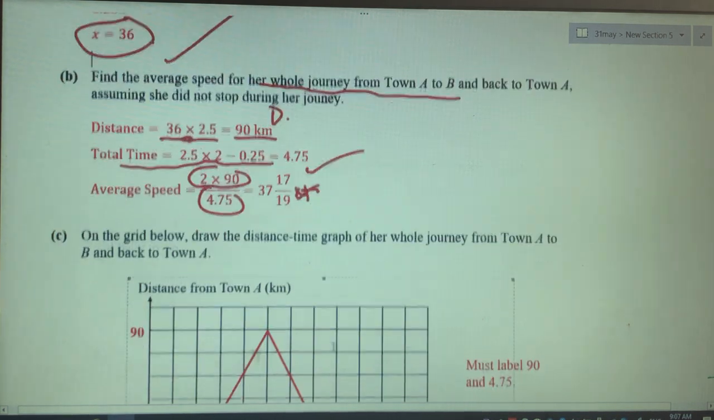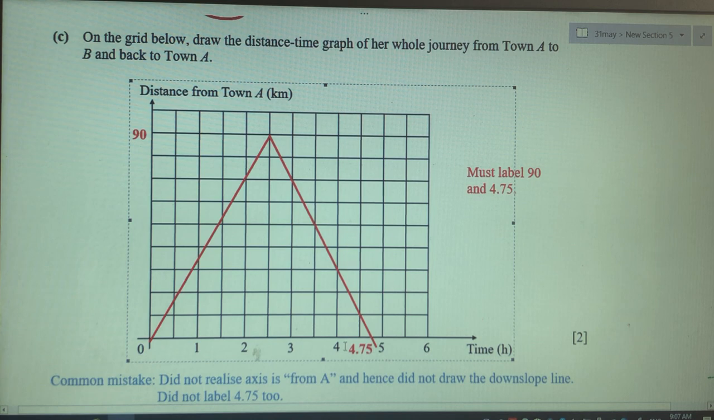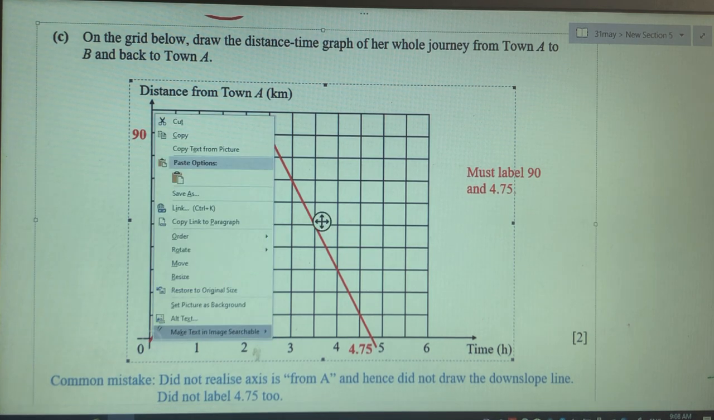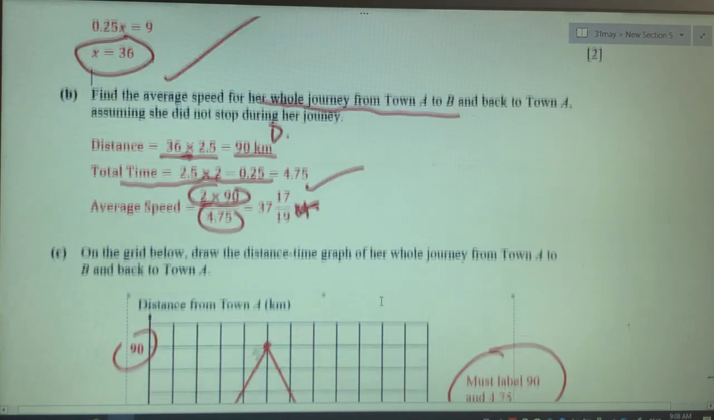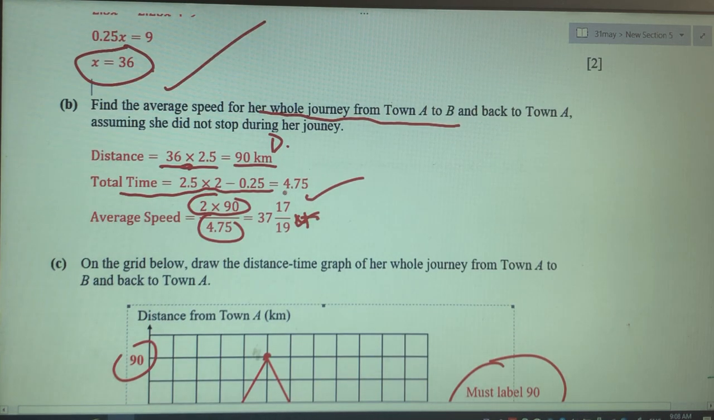Okay. Now how to draw? It's a constant speed, right? So from 0 you go all the way to 90. Okay, and then at 90 this must be labeled. Then the return journey is to go the other way. Go the other way, and you will end up here at 4.75. You must label the quantity here, which is this value, because it's the total time.